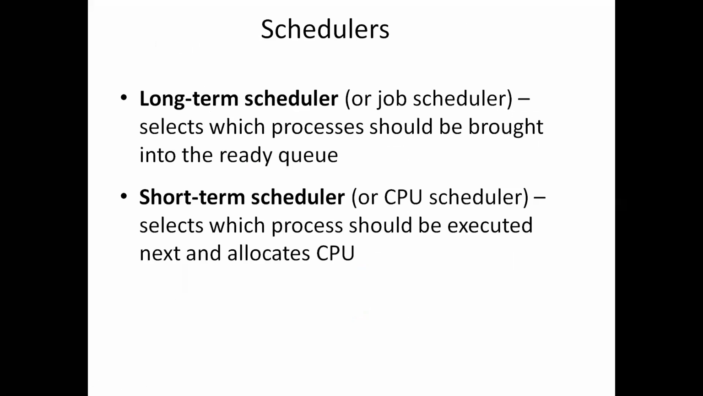Next we have process schedulers. We have different types of schedulers. One is the long term scheduler, the other one is the short term scheduler. The long term scheduler is called the job scheduler, which selects which process should be brought into the ready queue. Which process needs to be put into the ready queue will be selected by using the long term scheduler. Whereas the short term scheduler, which is also called the CPU scheduler, selects which process should be executed next and allocates the CPU. That will be done by the short term scheduler.